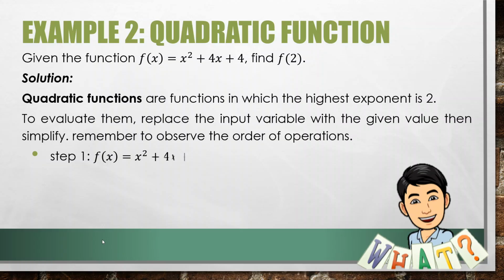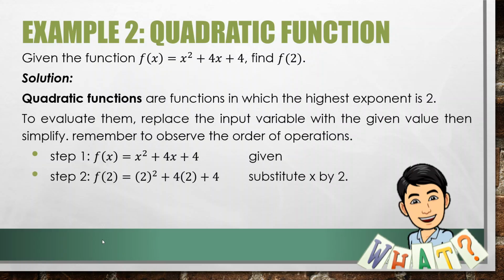Okay, so step 1 tayo. Laging ilagay lang natin ano ba yung given natin. So, we have f of x equals to x squared plus 4x plus 4. So, now, ano yung ating value ng independent variable? So, we have the 2. So, f of 2 is equals to 2 squared, so yung x ginawa natin 2, plus 4 times 2 plus 4. So, nag-substitute lang natin. Lahat ng x, ginawa natin siyang 2.